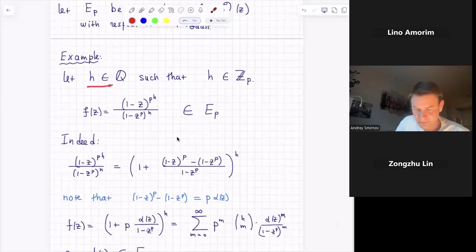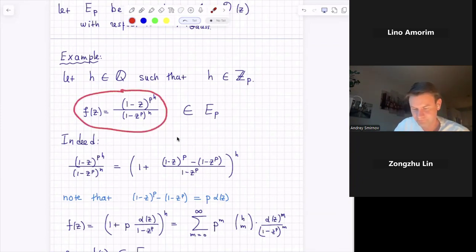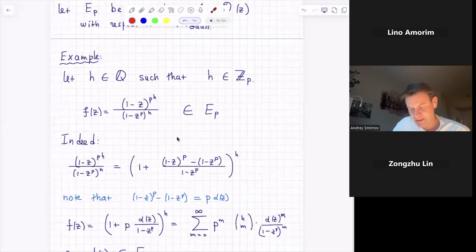Let's fix some rational number. Let's assume in addition that this rational number is a p-adic integer, which means that we don't have any powers of p appearing in the denominator of this rational number, and consider the following function. Very explicit. This function is a power series in Z, and by itself it is not a rational function, of course, because h here is a rational number. Right? So it involves some roots. But I claim that this function actually belongs to this completion.